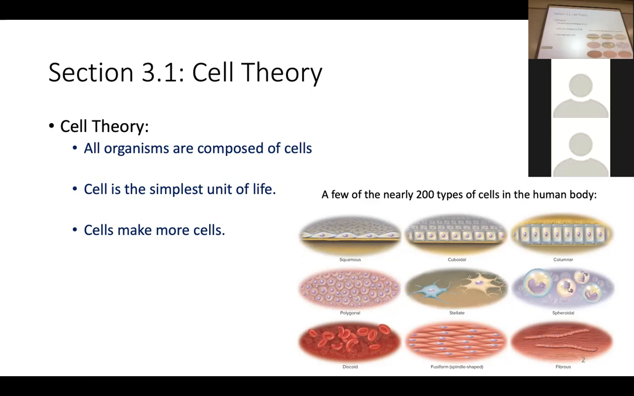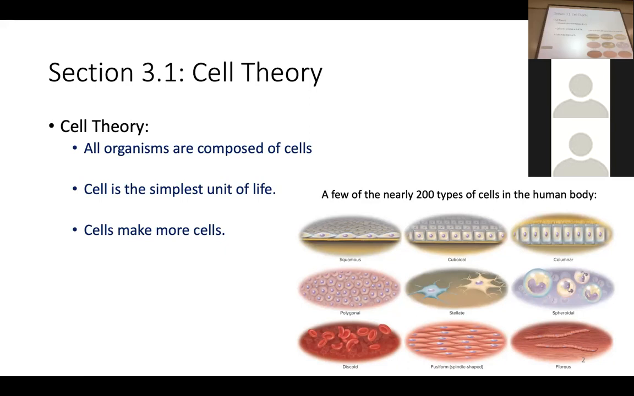And then cells make more cells. So you can't have a cell develop out of nowhere. There has to be a cell there to basically split and create another cell. Those are the 3 principles that you want to be familiar with for the cell theory.